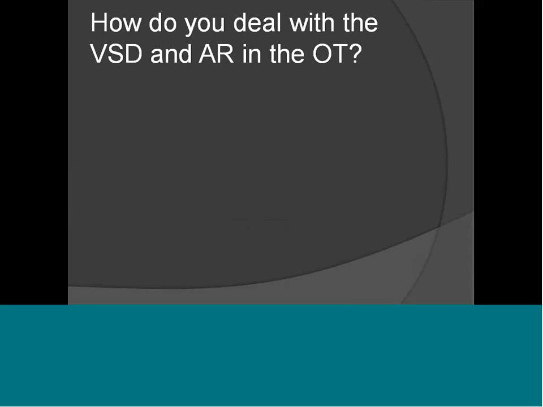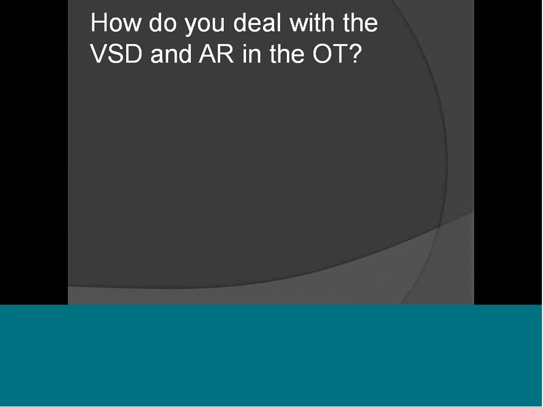So which leads me to the question of how do you deal with the VSD and the AR in the OR? Once you diagnose that this patient has AR, what do you do in the operating room to the aortic valve? So you're going to close the VSD, we all agree. What do you do with the aortic valve? Let us say it is mild AR, what do you do with the aortic valve? Okay, if it is mild AR will resolve maybe.